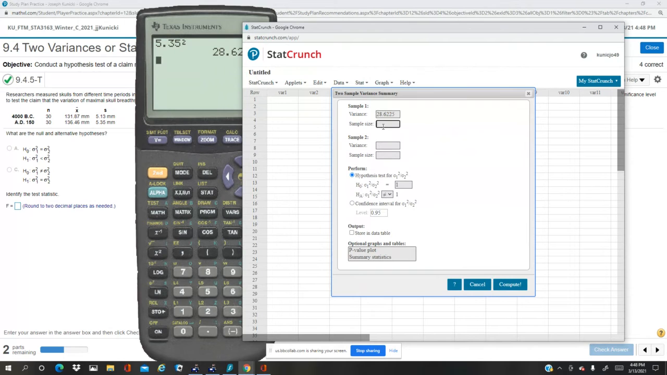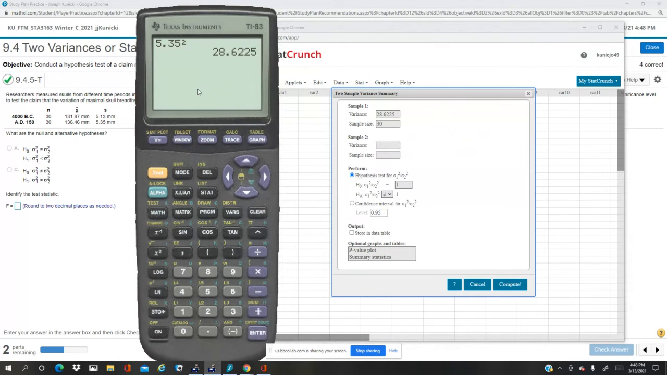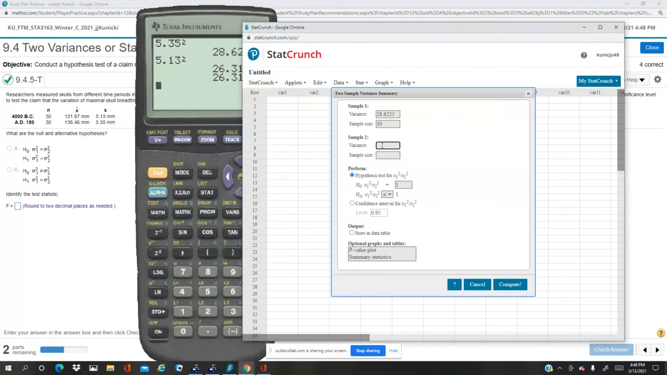And both sample sizes are 30. Variance number 2 is 5.13 squared, 26.3169. Sample size is 30. And we're set up for the null and the alternative.